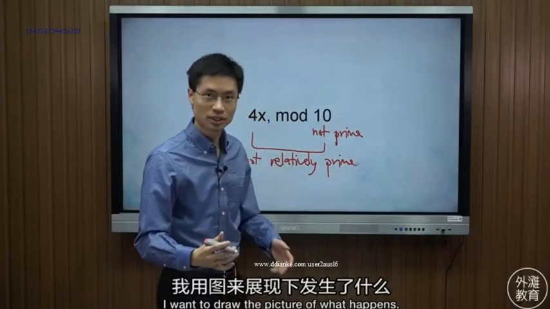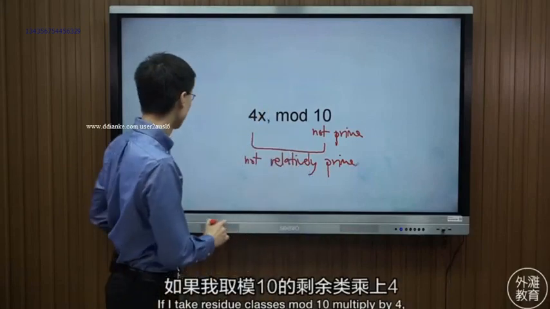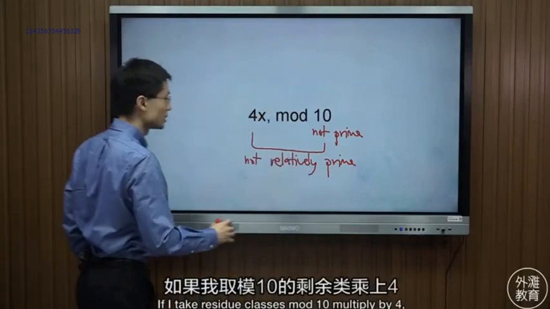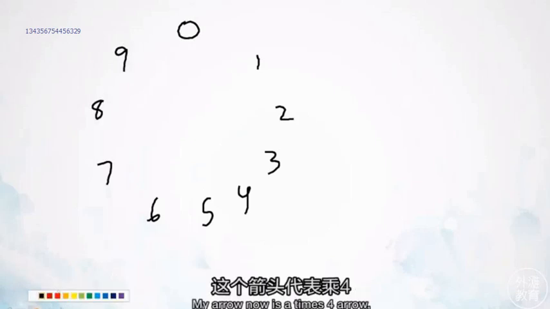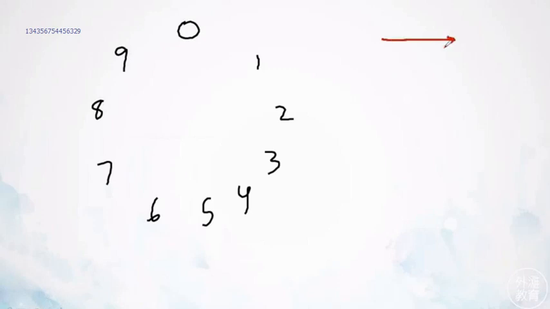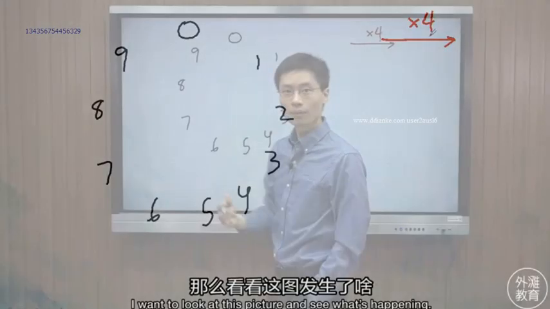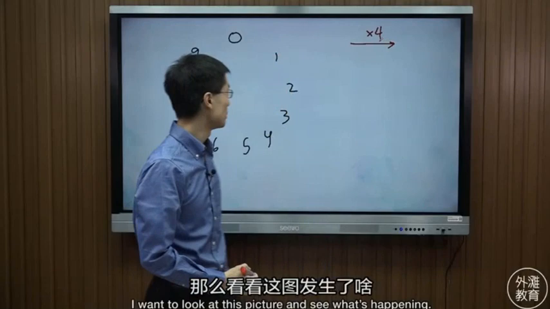I want to draw the picture of what happens if I take residue classes mod 10 and multiply by 4. So here are my residue classes mod 10: 0, 1, 2, 3, 4, 5, 6, 7, 8, and 9. My arrow now is a times 4 arrow. I want to look at this picture and see what's happening.